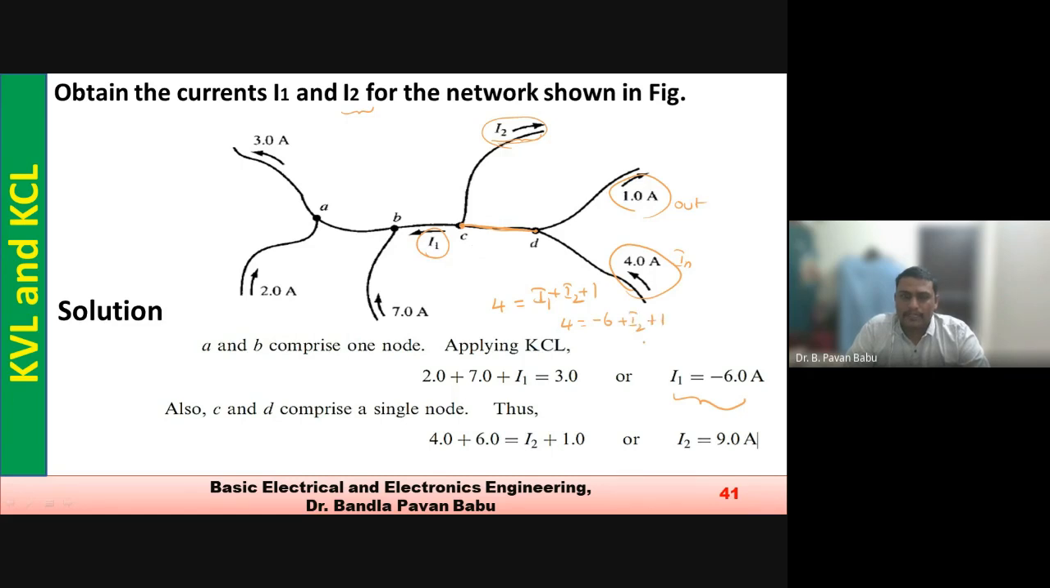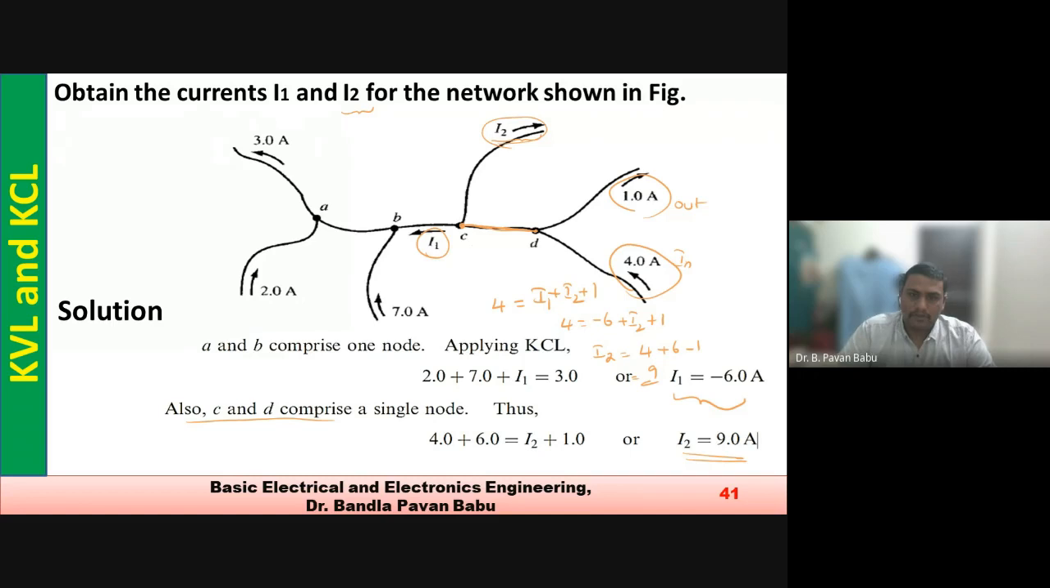Okay, so then it becomes I2 equal to 4 plus 6 minus 1, so that is 9 amps. Also C and D comprise a single node, so the value is 9 amps. Okay, so this is how we are going to solve the KCL here.